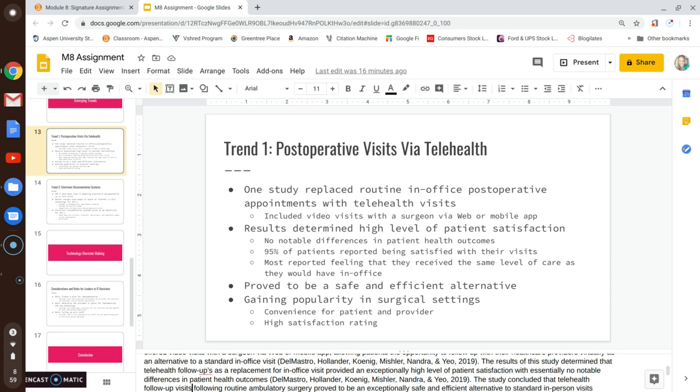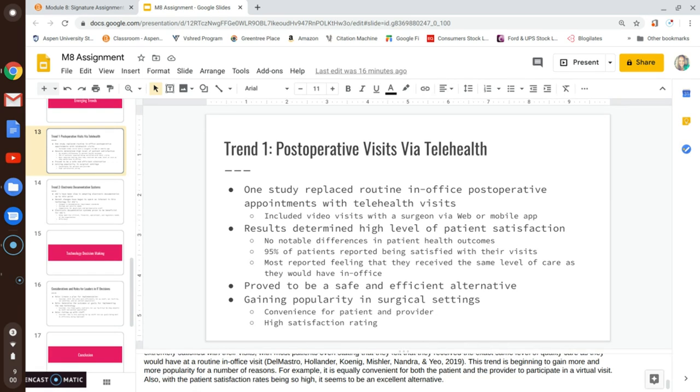The study concluded that telehealth follow-up visits following routine ambulatory surgery center procedures proved to be an exceptionally safe and efficient alternative to standard in-person visits. In fact, 95% of patients who received virtual postoperative visits reported being extremely satisfied with their visits, with most patients even stating that they felt that they received the exact same level of quality care as they would have at a routine in-office visit. This trend is beginning to gain more and more popularity for a number of reasons.